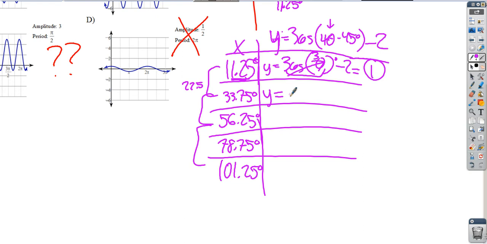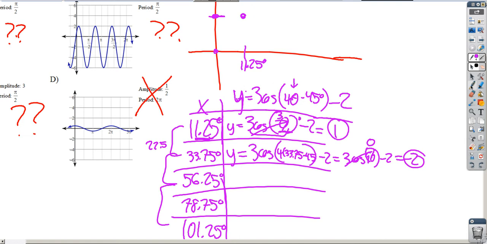Again, we want the numbers to go 0, 90, 180, and so on. So let's make sure we get that. When we plug in 4 times 33.75, that equals 135 degrees. And then when you subtract 45 from that, you get 90. So this turns out to be 3 cos 90 minus 2. Cosine of 90 is 0, so that whole thing is 0 minus 2, which is negative 2. So we have a point at 33.75 degrees, and then the low point is negative 2.